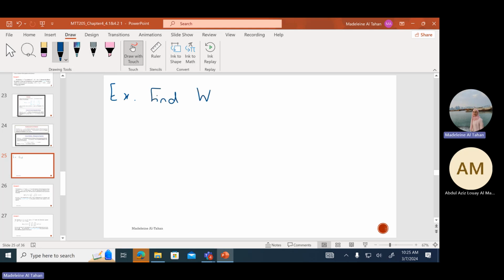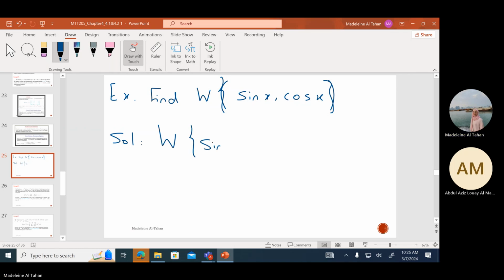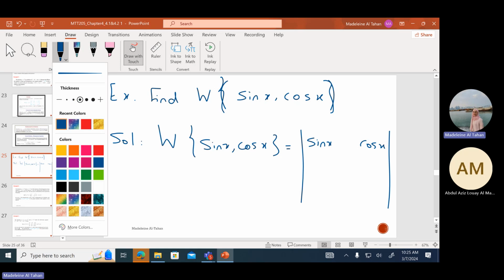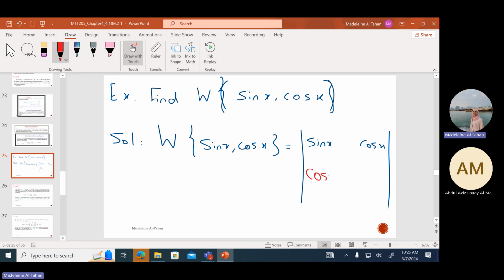Wronskian, we write it in this way, W. Let's see, sine x, cosine x. We need to find W of sine x and cosine x. So how many functions do we have here? 2. We put in the first row the functions. And the second row, what do we put? Sine x, it becomes. Cosine x, it becomes.